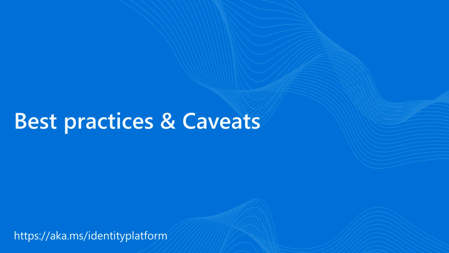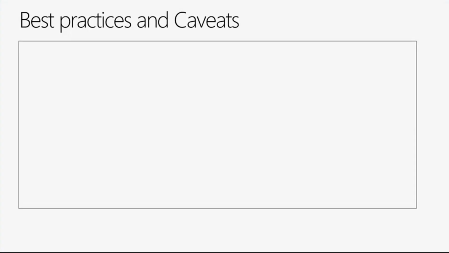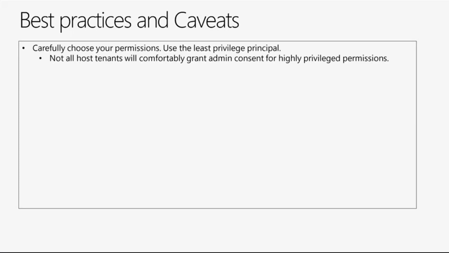One more very important part: if you are developing a multi-tenant app, there are a few best practices and caveats that I want to cover here, because these might come to bite you at a later date. Carefully choose your permissions. If you're asking for permissions for Microsoft Graph and asking for permissions which are very high privilege, like directory.readwrite.all, not all customers will be happy to grant those permissions to your app during the admin consent process.